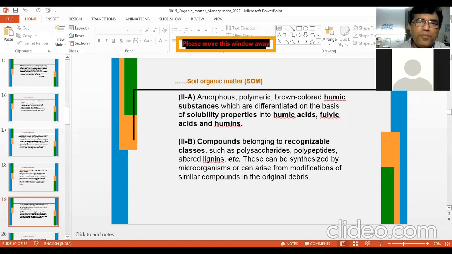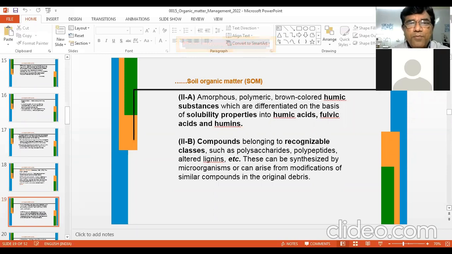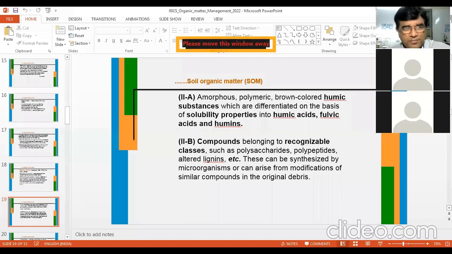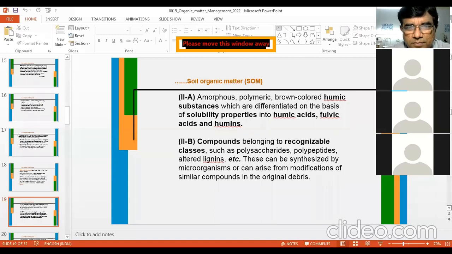What is meant by amorphous? Can you tell me what is amorphous and polymeric? Can anyone answer it? The meaning of amorphous and polymeric. Is there any student who can answer it? Subrata. Sir, amorphous means which cannot form any kind of crystal, not having a particular structure. Yes, amorphous means that substance which has no particular or definite structure.